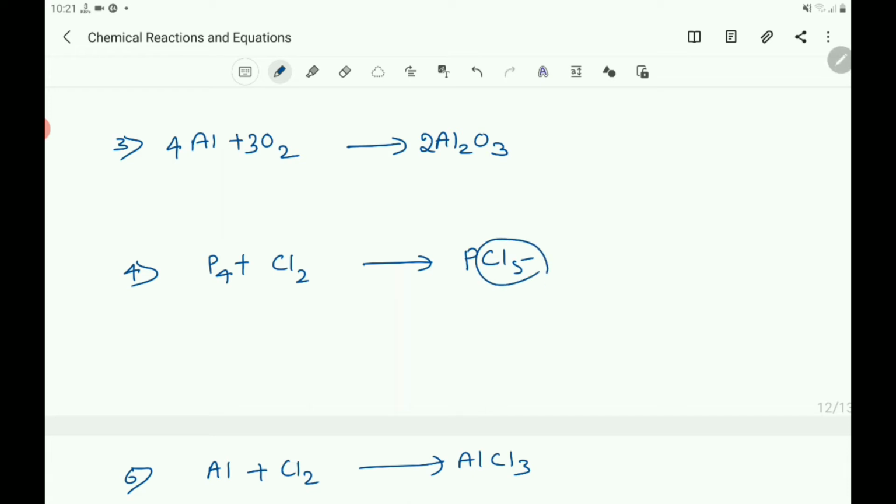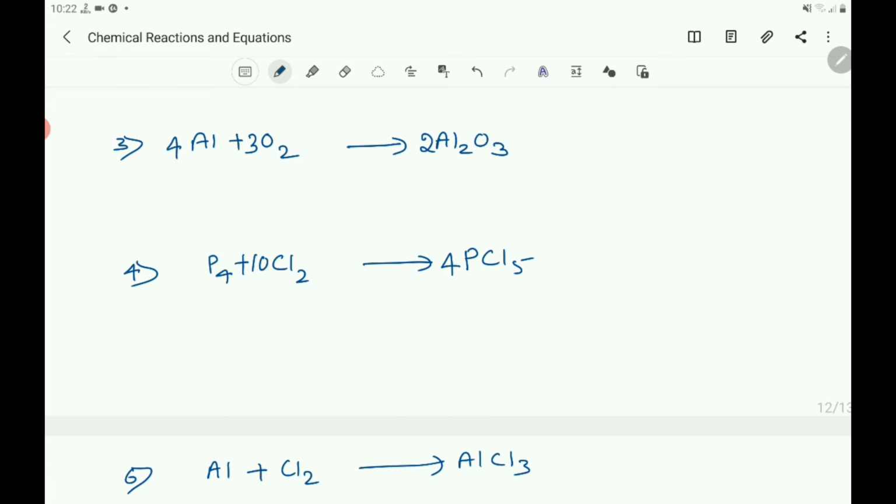Here you balance the equation. Cl5 is there, Cl2 is there, so you make it equal to 10. So you multiply it by 2. But here P4 is there, so you can't put 2 here. You must put 4 only. So you write 4 here. And 4 fives are 20 it becomes. So then you write 10.